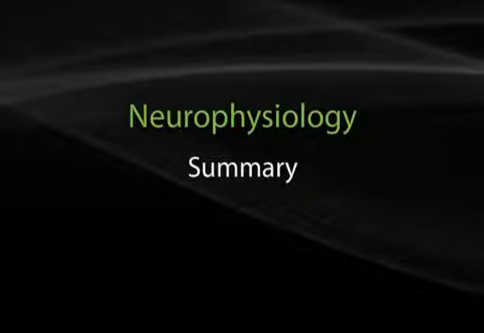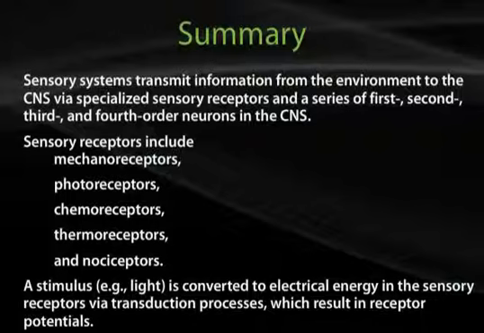This is section 13, the summary of the neurophysiology component. Sensory systems transmit information from the environment to the CNS via specialized sensory receptors and a series of first, second, third, and fourth order neurons in the CNS. We've discussed sensory receptors including mechanoreceptors, photoreceptors, chemoreceptors, thermoreceptors, and nociceptors. A stimulus is converted to electrical energy in the sensory receptors via a transduction process which results in receptor potentials.